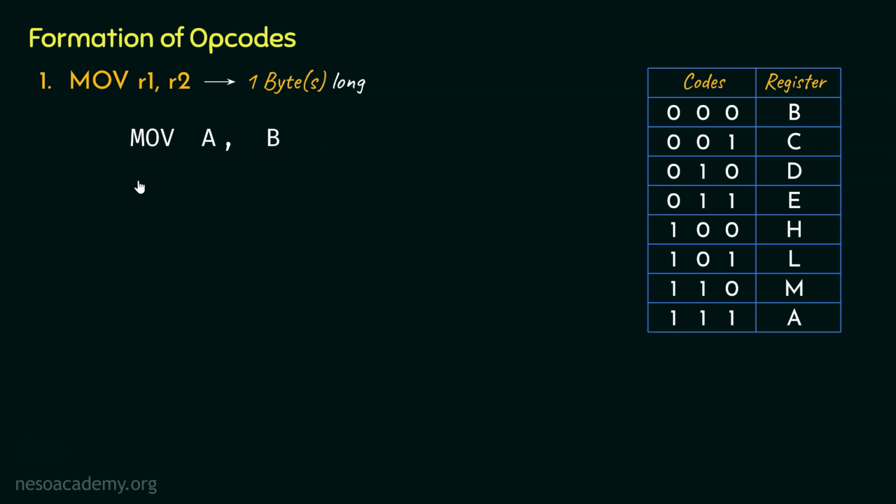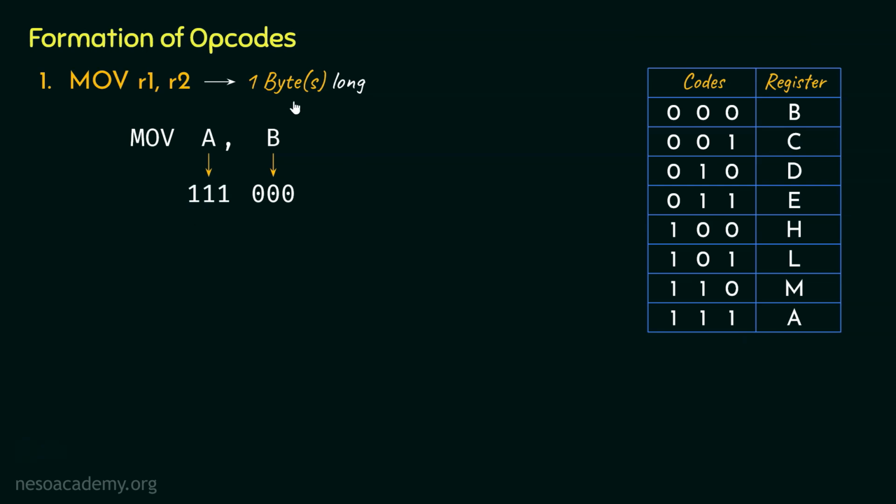Now, I hope you remember in this instruction, B is the source and A is the destination. So, we will begin with B. Now, if you notice, in the register code chart, the code for B is 000. So, in the opcode, the register code of the register which is the source is needed. We will also need the register code for the destination register. And in the chart, A is given the code 111. So, let's have that as well.